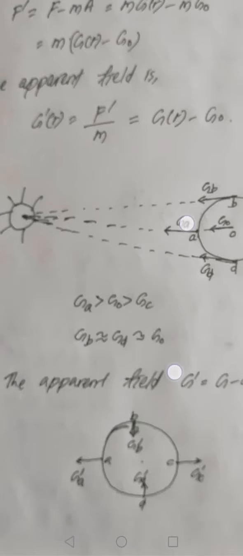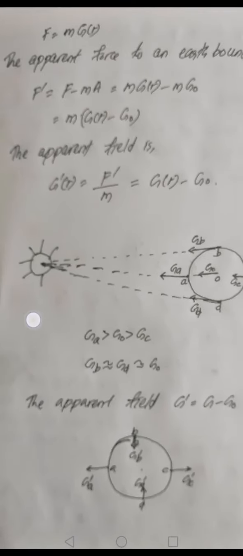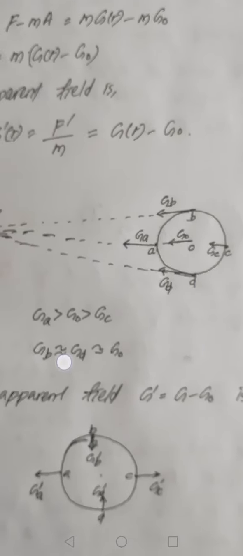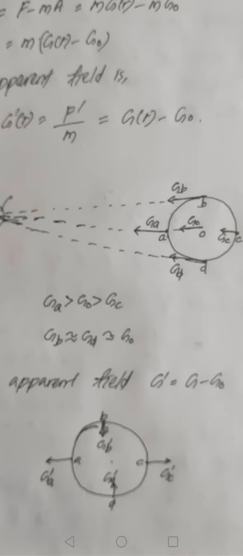Right, now what we want is the apparent field. So the apparent field is G prime is equal to G minus G0, that we just have this. Okay, so it will look like this. This is our earth. So GA prime is actually the difference between GA and G0. Okay, that I am going to tell you.